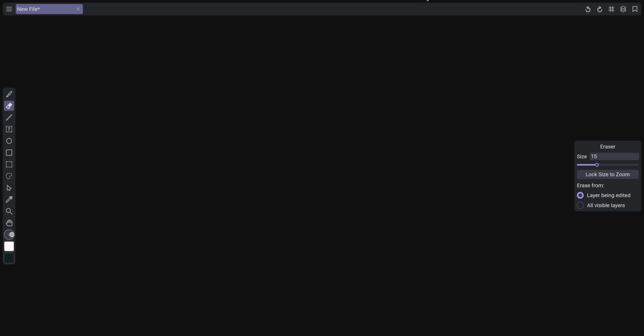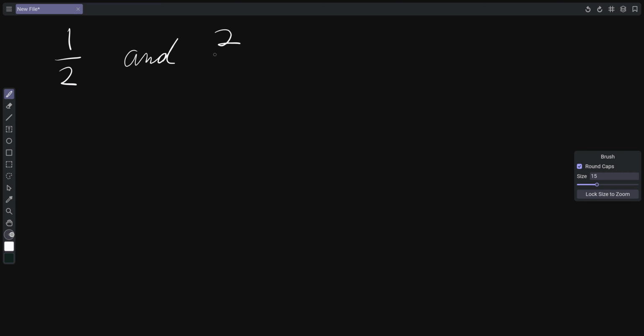In the last one, I talked about fractions. I gave a brief overview on the subject, and today I want to focus more specifically on what it means to simplify fractions. So I'm going to write two fractions. I'm going to write 1/2, and I'm going to write 2/4.